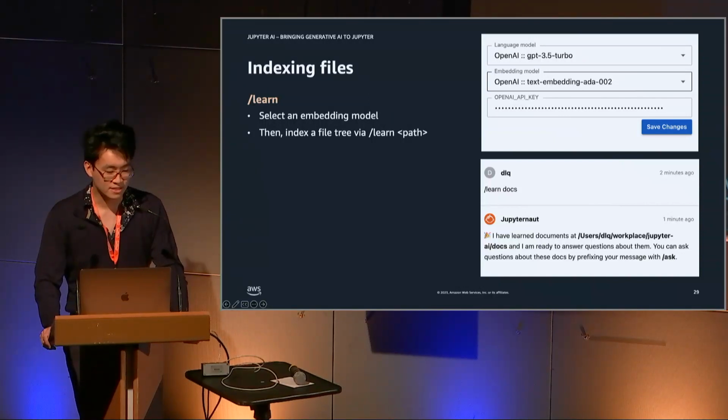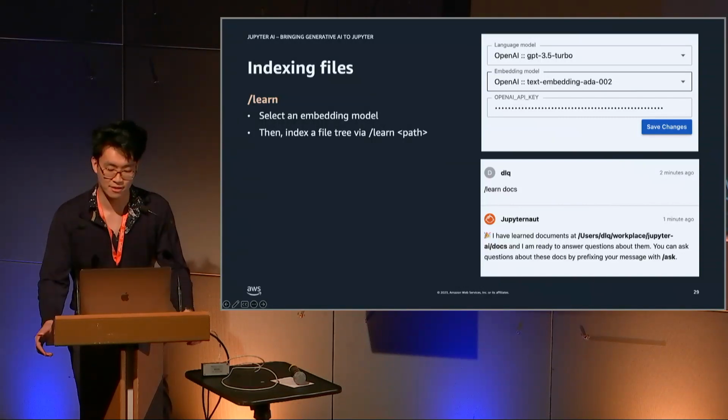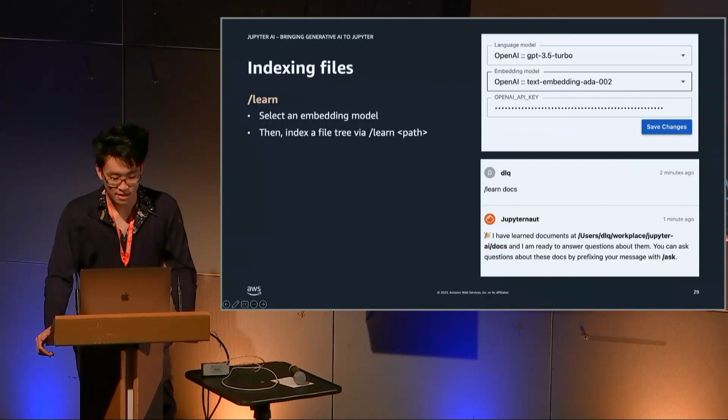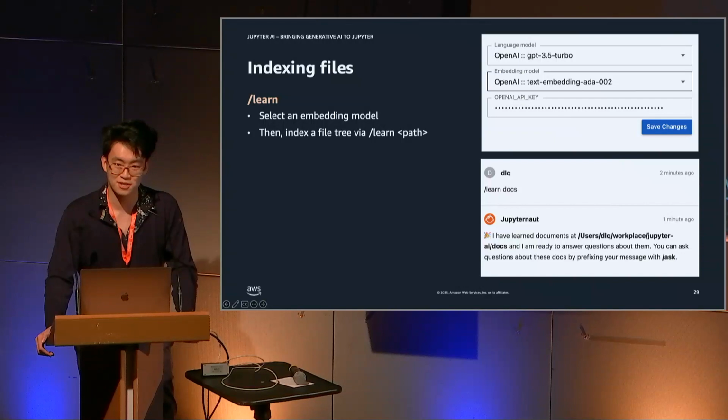Then you can index a file tree via /learn. And /learn accepts the relative path of a directory. So in this case, I am doing /learn docs, which just so happens to contain all of the Jupyter AI documentation. As you might imagine, we can do some pretty interesting things with this.